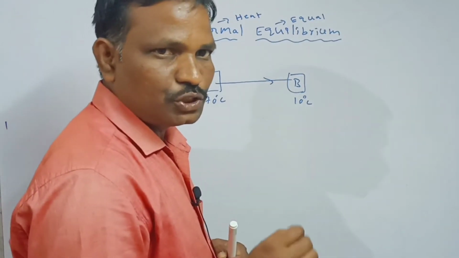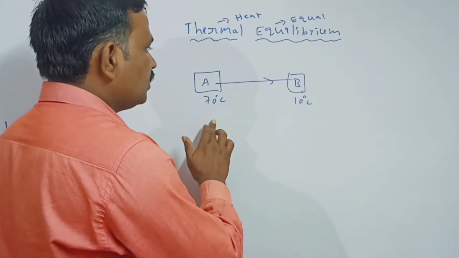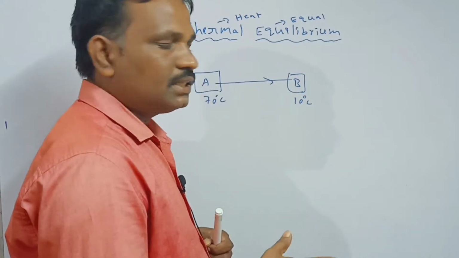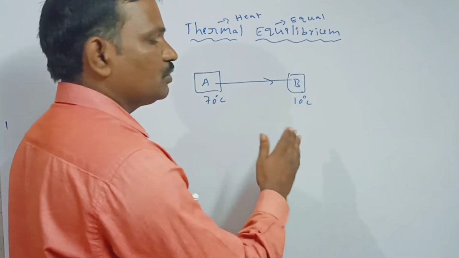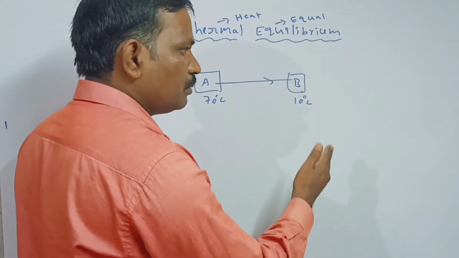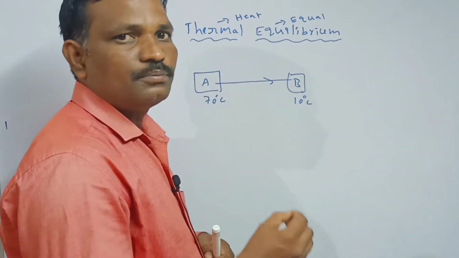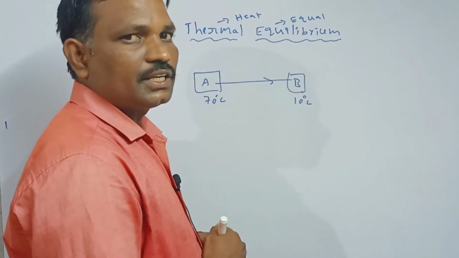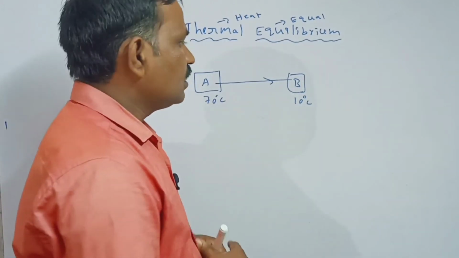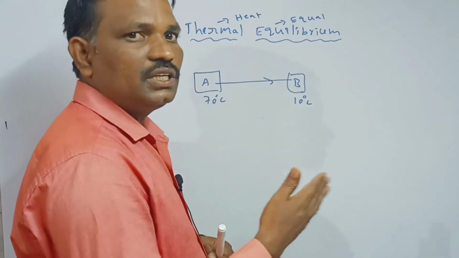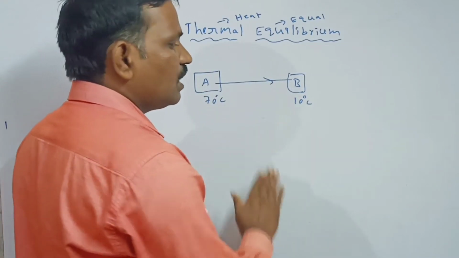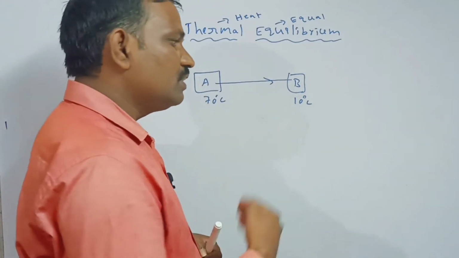Here I have a question. We understand that here heat flows from object A to object B, that is fine. Up to what extent will the heat energy flow from object A to object B? That is the question. The heat energy flows from A to B until both the objects acquire the same amount of heat energy. If both the objects A and B acquire equal amount of heat energy, then the flow of heat energy will stop. In that case, we can say that both object A and object B are in thermal equilibrium.